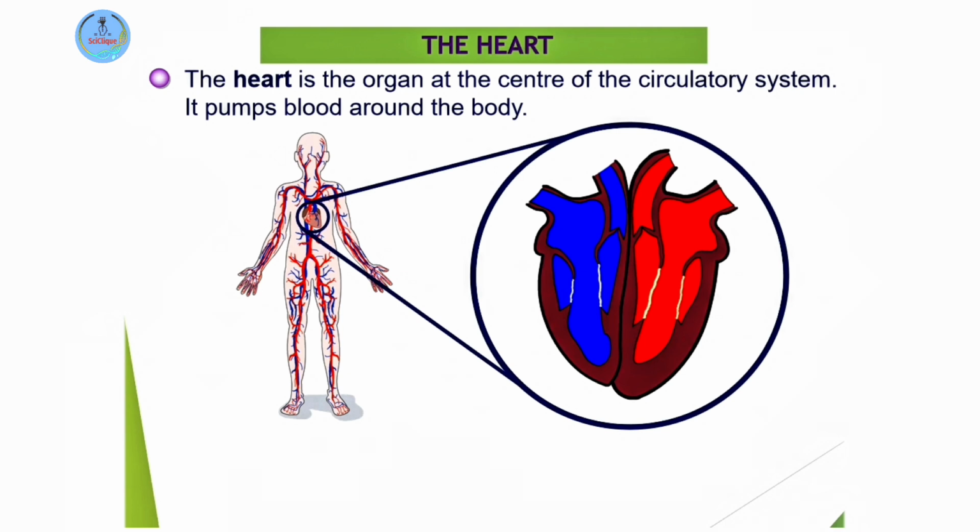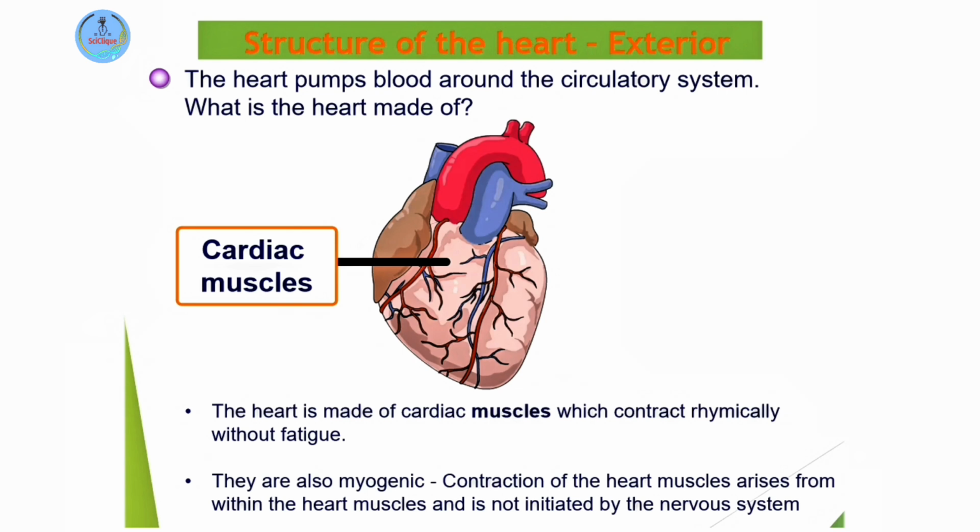When it comes to the structure of the heart, I'm going to talk about the external structure first before proceeding to the internal structure. Now, what is the heart made of? The heart is made up of special muscles referred to as cardiac muscles. Whenever you hear this term, know that it refers to the muscles that are found in the heart and nowhere else.